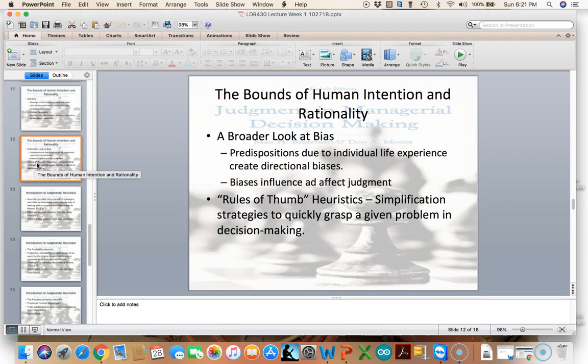When we're talking about decision making, we have to look at bias. All of us come with unconscious biases towards the decision making process. We have predispositions due to individual life experiences, and these create directional biases. Our biases influence and affect our judgment. We apply rules of thumb, heuristics. We simplify strategies to quickly grasp a given problem in decision making. And this could be because we've faced certain problems in the past and these solutions have worked for us.